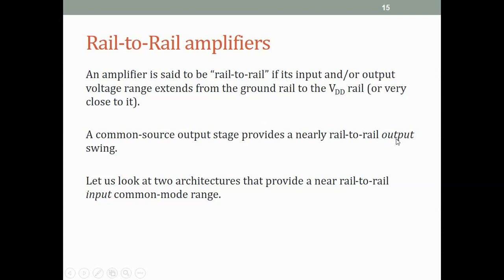Now, for output, a common source output stage provides the highest possible output swing, as we have seen before, and that is nearly rail to rail, because if you make the overdrive 0.1, then the output swing will go from 0.1 to VDD minus 0.1, which is nearly rail to rail. Now let us look at two architectures that provide a near rail to rail input common mode range. All right, so combining the NMOS and PMOS into a single architecture gives a much larger input common mode range. All right, so let's do this.